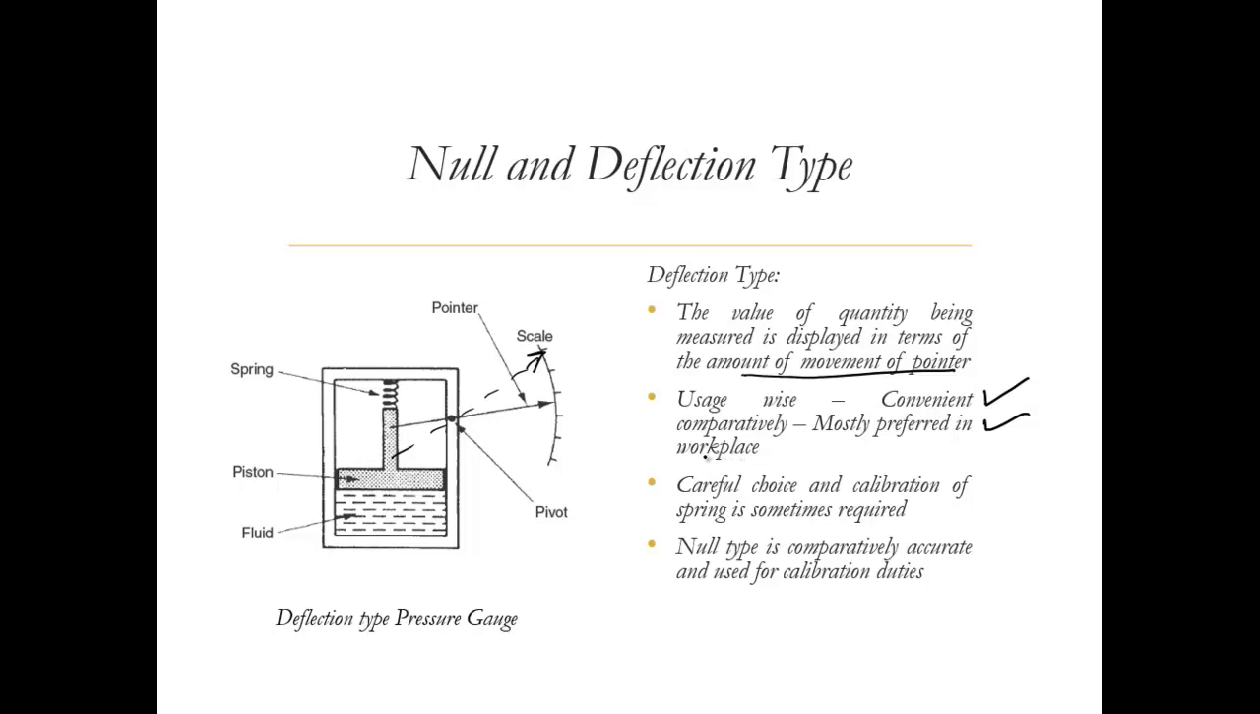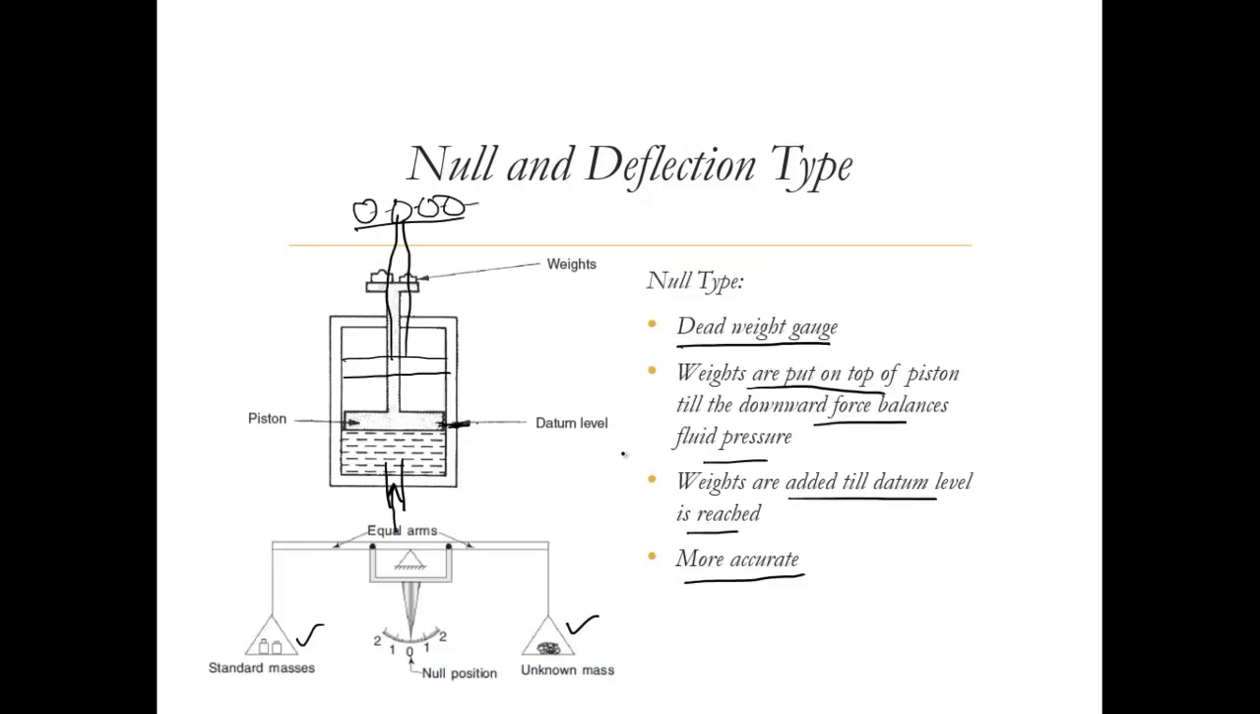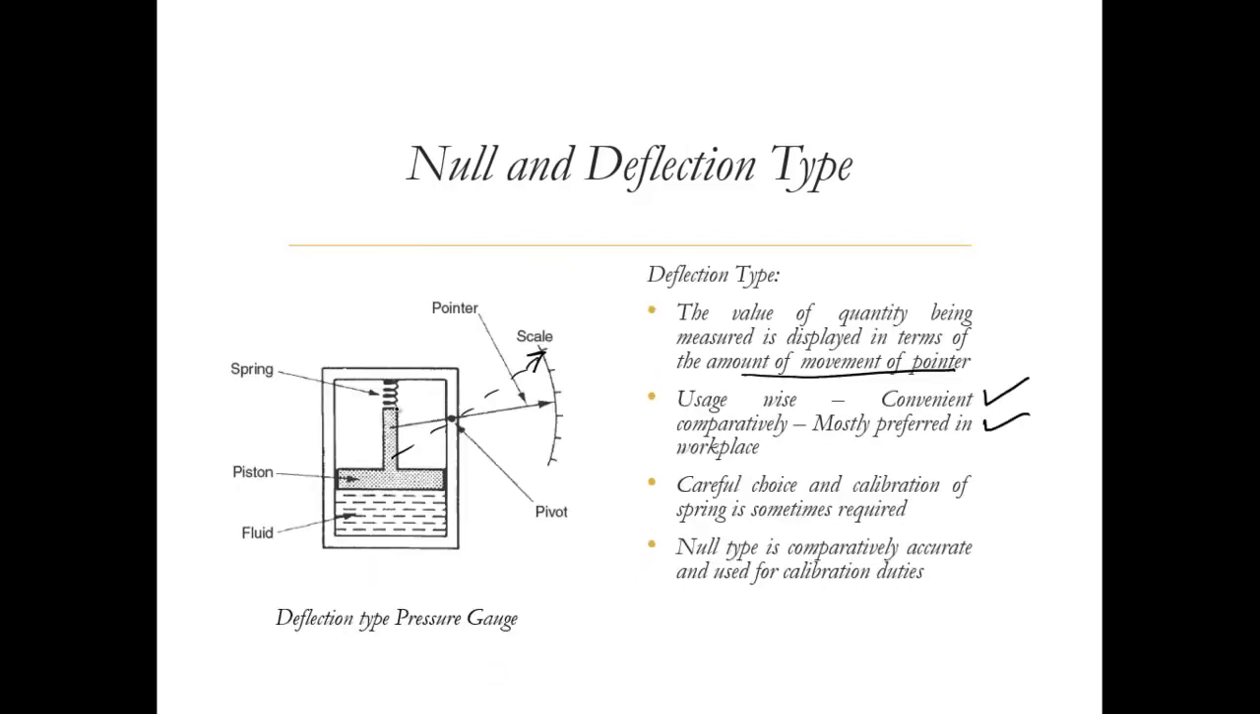But if you talk about the null one, you don't have any spring, you don't have any other issues, you just have a piston, and you just go on adding weights. So calibrating weights is easier than calibrating the spring. Hence null type devices would sometimes be preferred, but because of their inconvenience in usage, deflection types are preferred. But null is preferred when we have to do calibration duties. So the null type is comparatively accurate and is used for calibration duties. In industry, in many places, we use such methods when we want to do calibration activities.